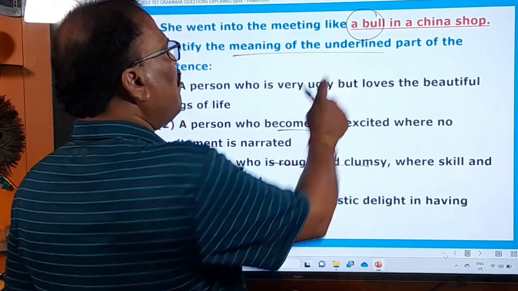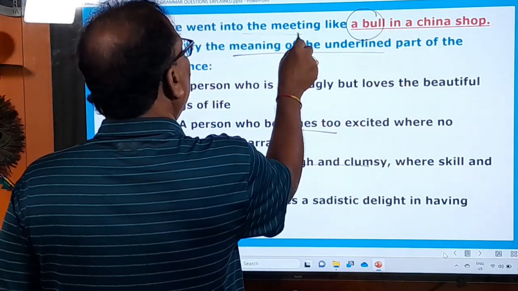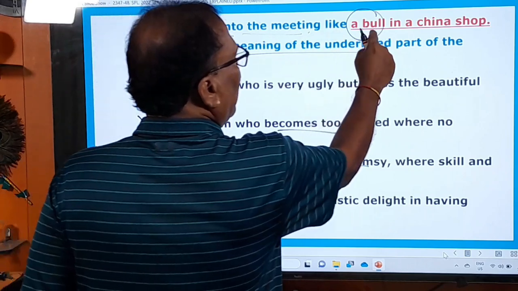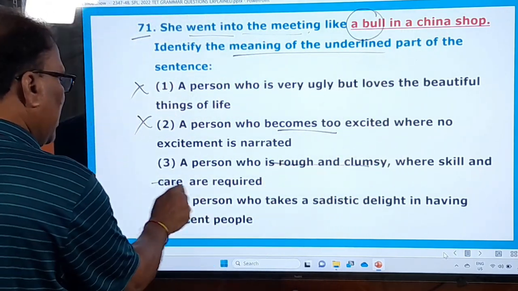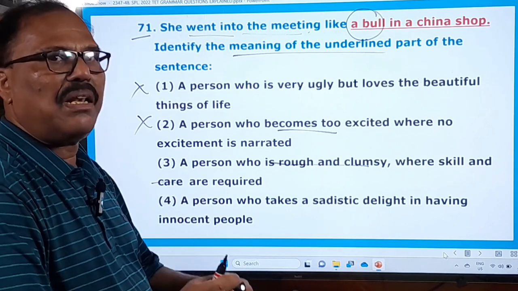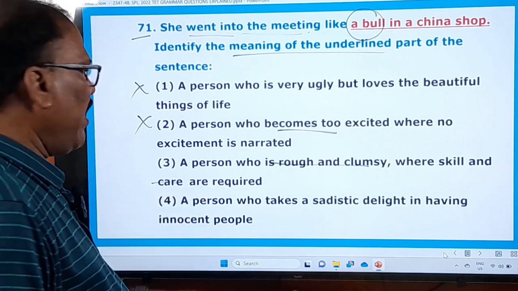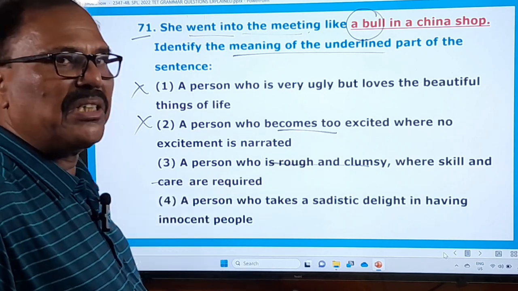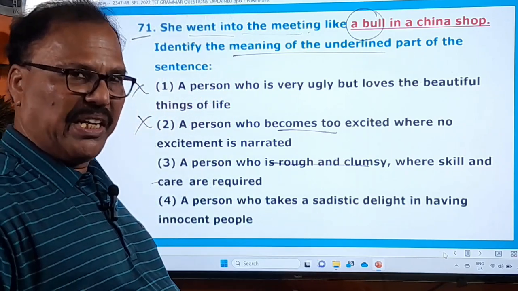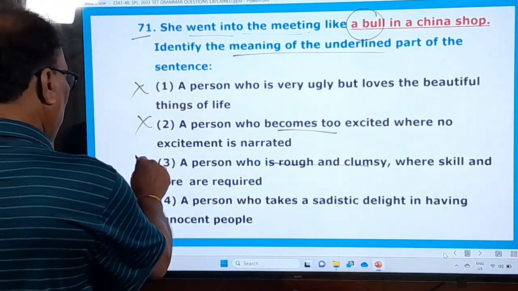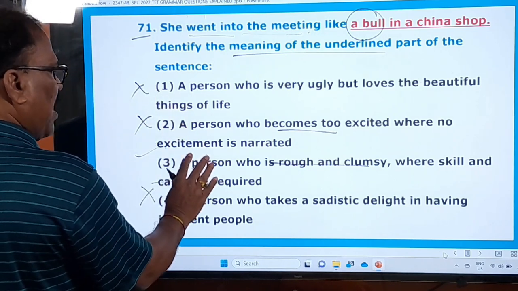That's why a bull in a china shop means, she entered the meeting. She went into the meeting like a bull in a china shop means she is like a person who is rough and clumsy, where skill and politeness and care are required. She went into the meeting hall very clumsily, very roughly like that. This is the right answer, and the others are not. So the first, second and fourth are wrong, and only this option is right.